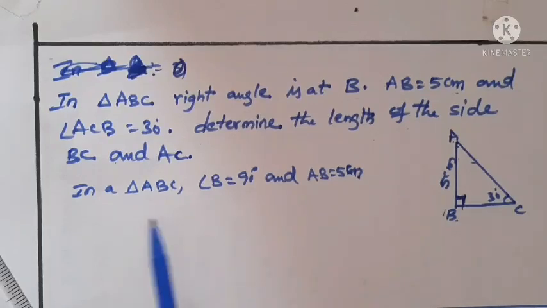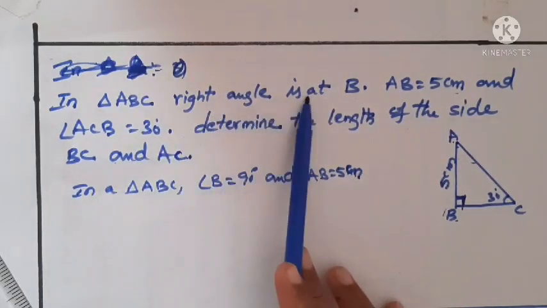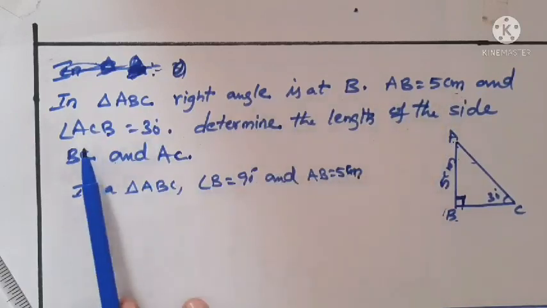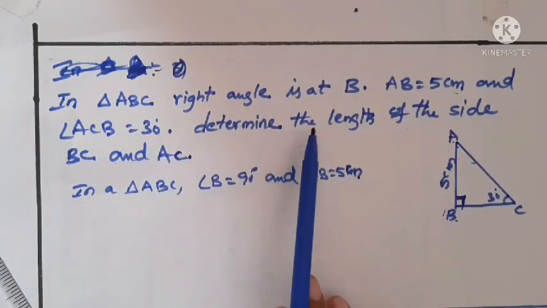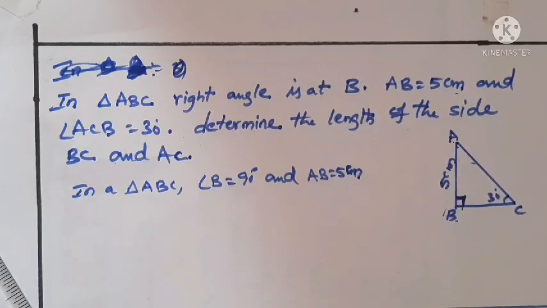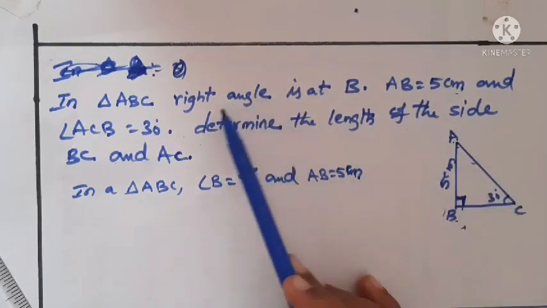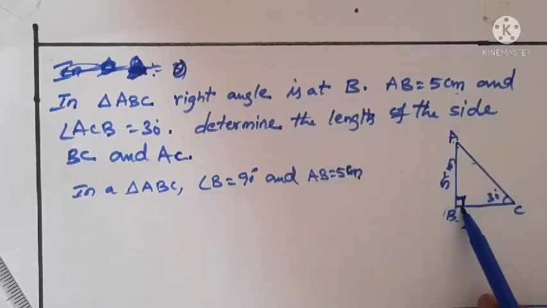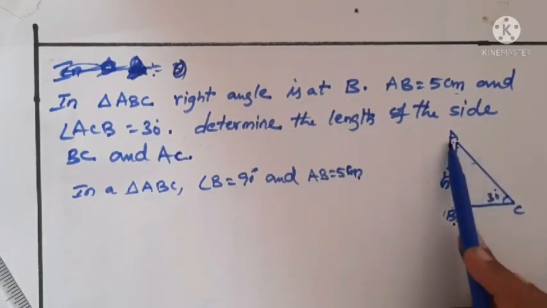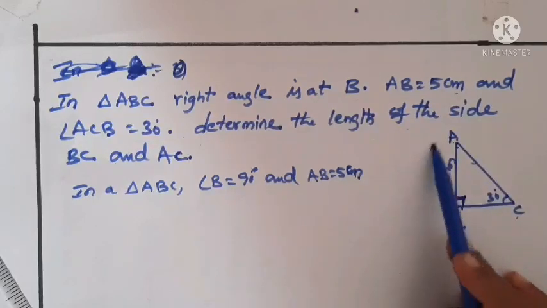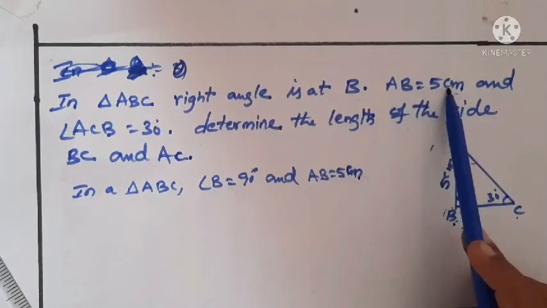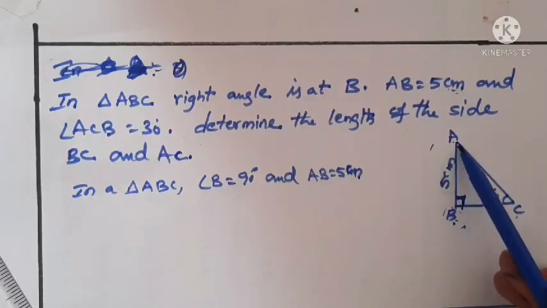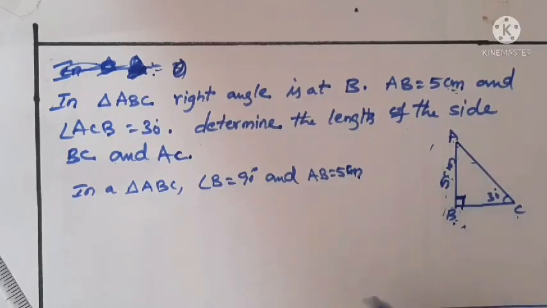And the next problem is, in triangle ABC, right angle is at B, AB equals 5 centimeters and angle ACB equals 30 degrees. Determine the length of the sides BC and AC. So you have to take one right angle triangle. See here, what is given in the problem? Right angle at B, so this is 90 degrees right here at B. And then A and C are right here in the figure. And now what is given? AB equals 5 centimeters is given. So in the figure, AB equals 5 centimeters.